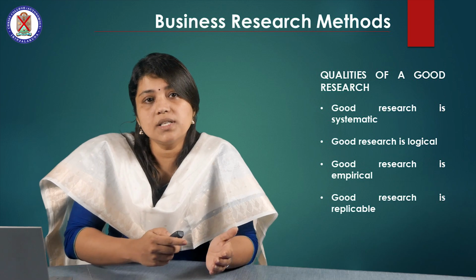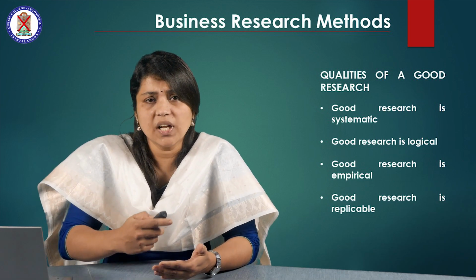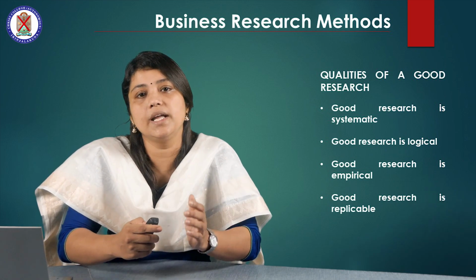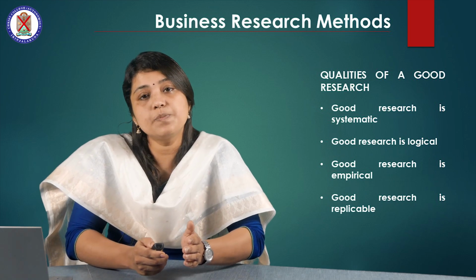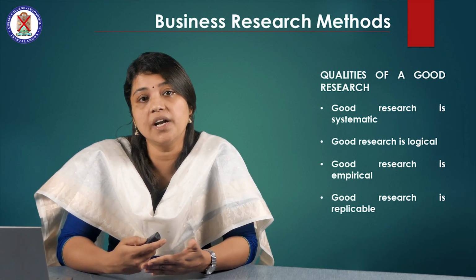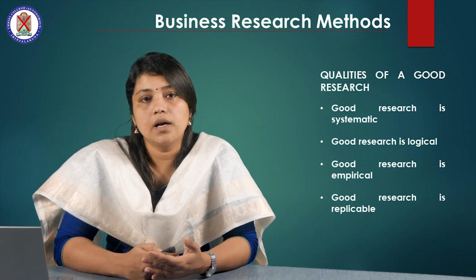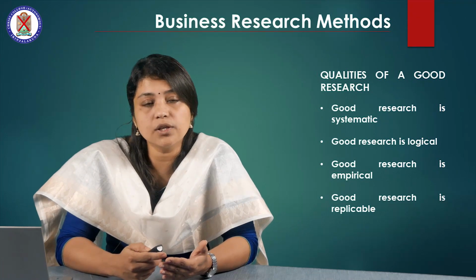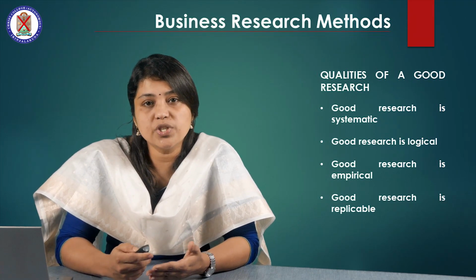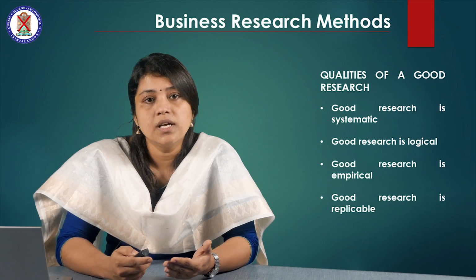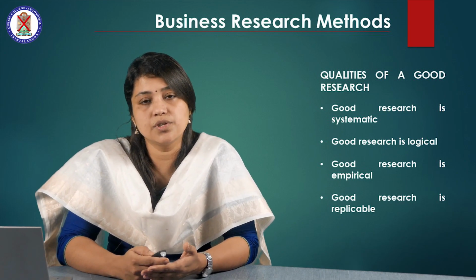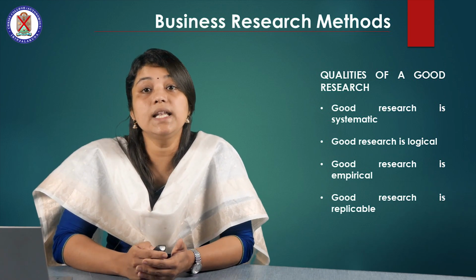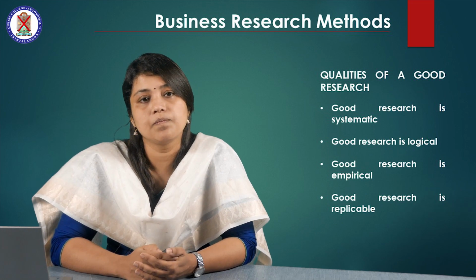So what does it mean that good research is systematic? It means that a research is structured with specified steps to be undertaken in a specified sequence in accordance with a well-defined set of rules. And if we talk about good research being logical, it implies that research is guided by the rules of logical reasoning and the logical process of induction and deduction, which is of great value in carrying out the research. In fact, logical reasoning makes the research more meaningful in the context of decision making.